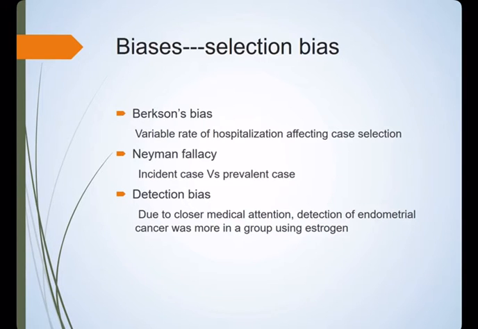Similarly, if alternative controls are selected to replace those who were originally chosen but could not be contacted or refused to participate, a biased estimate could result.